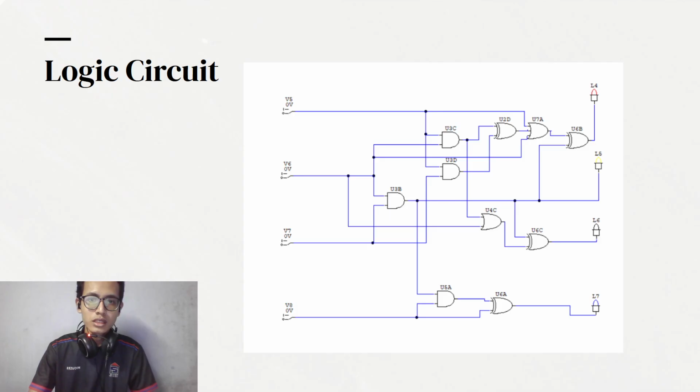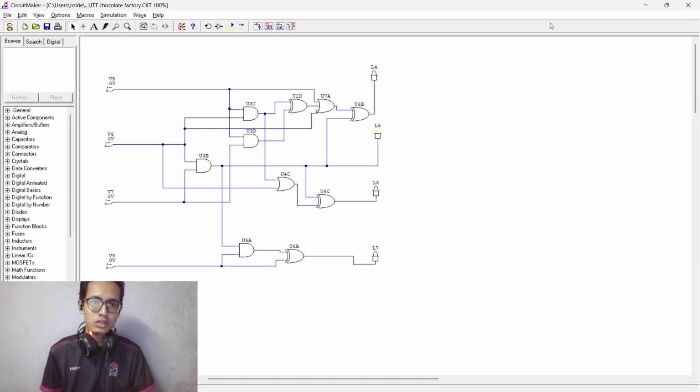This is the logic circuit. And to show you how it works, let's go to Circuit Maker. So this is A, B, C and D. D is independent except if B and C are active too, then it's going to turn off and this will activate.